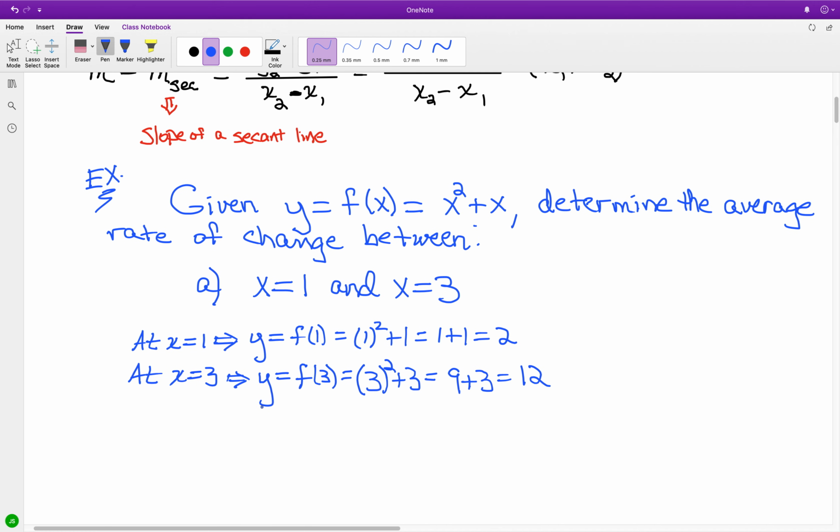And we have the average rate of change that occurs between x equals 1 and x equals 3 along the graph of y equals f of x equals x squared plus x. Now for the average rate of change, the slope of the secant line, again we have f of 2 minus f of 1 all over x of 2 minus x of 1.